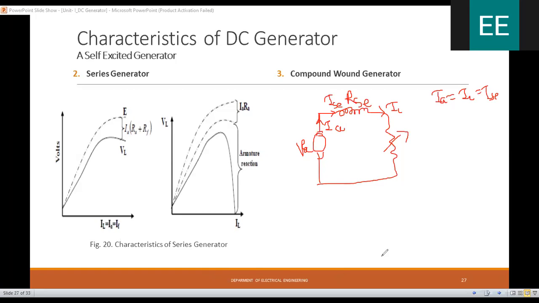Now in case of DC series generator, the open circuit characteristics for DC series generator are similar. OCC characteristics काय आहे, सिमिलर आहे. जी आपण सेपरेटली एक्साइटेड जनरेटर मध्ये प्लॉट केलेली आहे ती सिमिलर characteristics, it is nothing but open circuit characteristics.